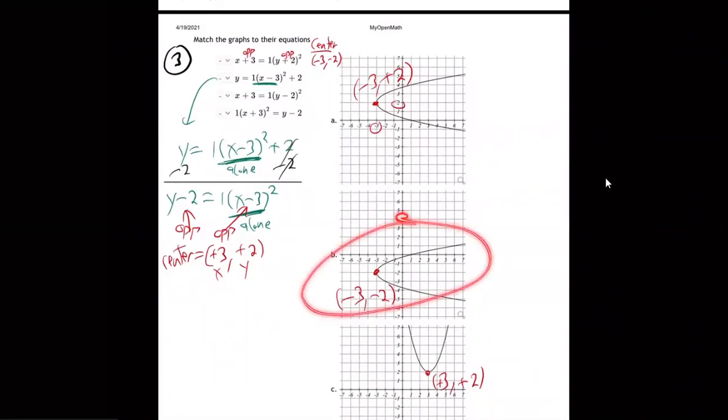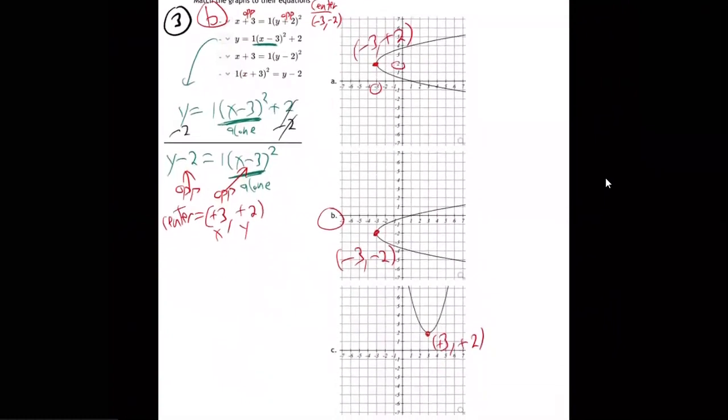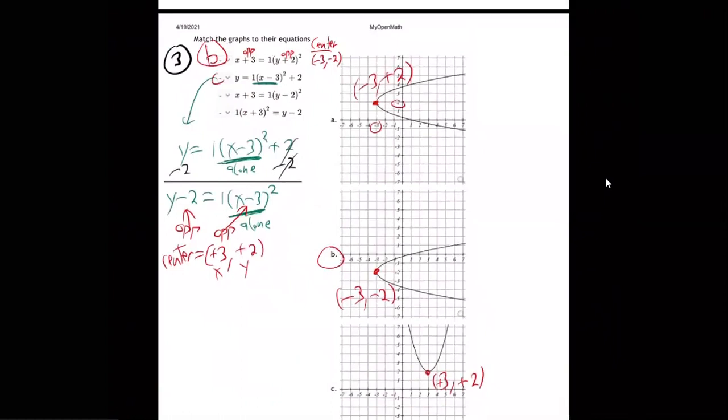So that's got to be the first one, right? So that's got to be B right there, this guy, right? So that was easy. The second one has a center +3 +2. Well, there's only one of those also right here. So that's got to be the one that's +3 +2 right here. So this one has got to be C, doesn't it? Because the center is +3 +2. Okay.